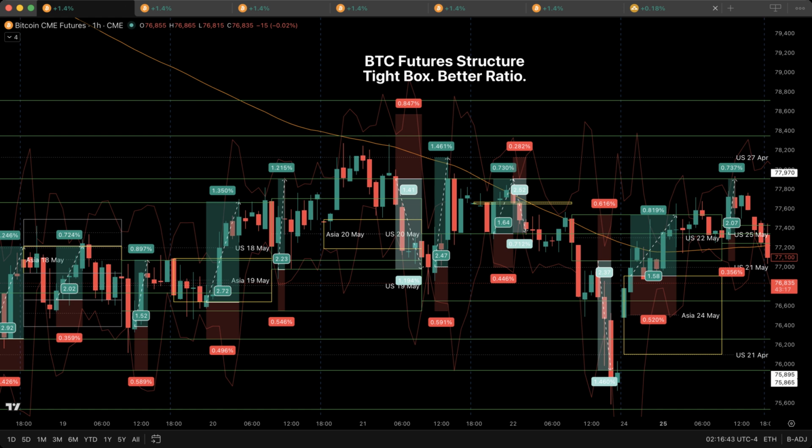Not at a random candle low. Not at a place that feels comfortable. At the line where the idea breaks. If price reaches that stop, the long is no longer the same trade.